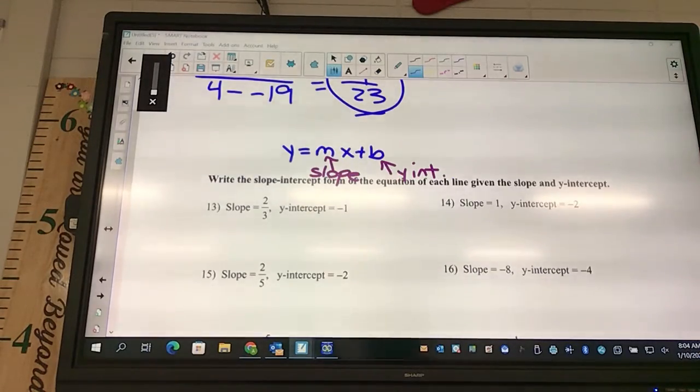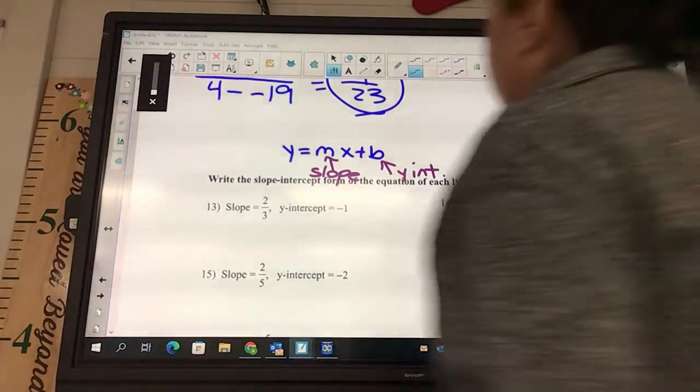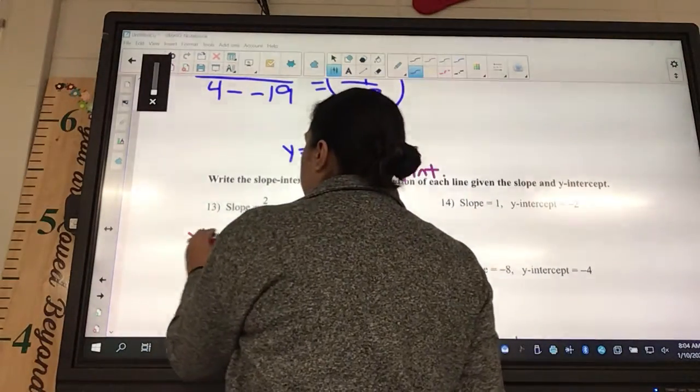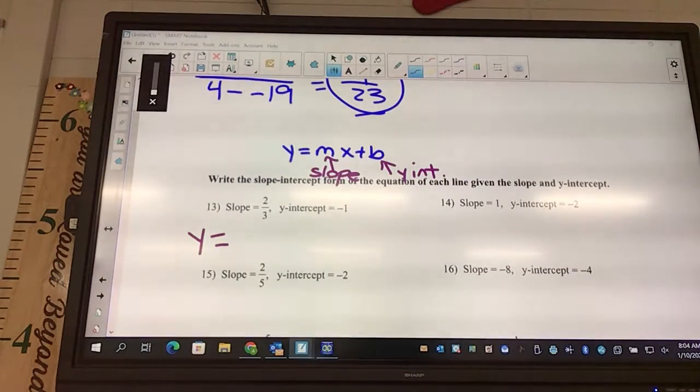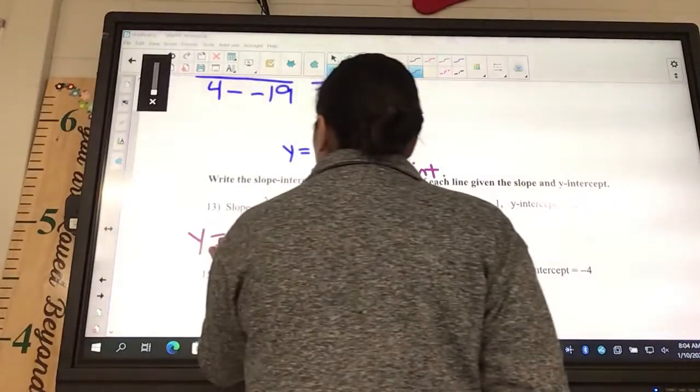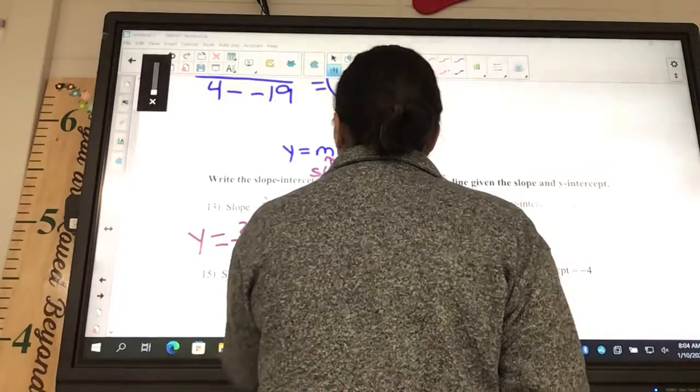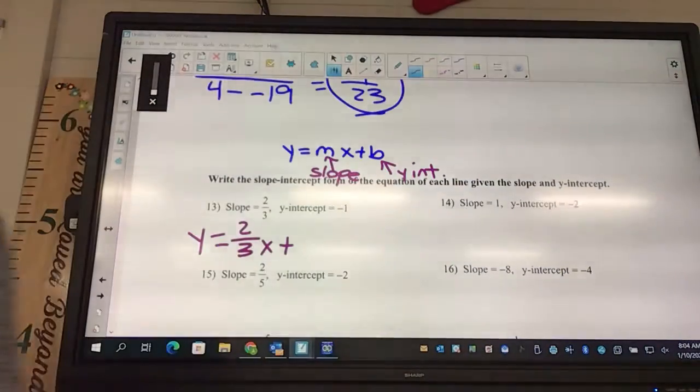Okay, so they want you to write the slope-intercept form of the equation. So we're going to have y equals, what is my m? What's my slope? 2 over 3 x plus my b, which is my y-intercept. What's my b? Negative 1.